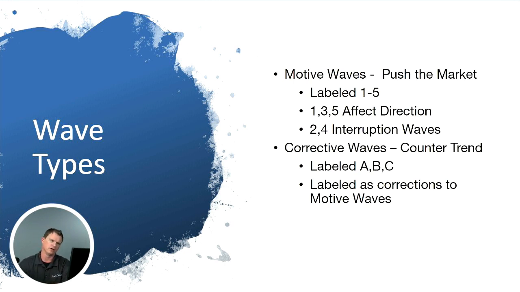There's a book out there by, I think his name is Robert Proctor, called Elliott Wave Theory, and they talk a lot about these different types of waves. The first one I want to touch on is motive waves, and those are the ones that push the market. Those are the 1 through 5s that I talked about, and that really affects the direction of the market. So you have your 1, 3s, and 5s.